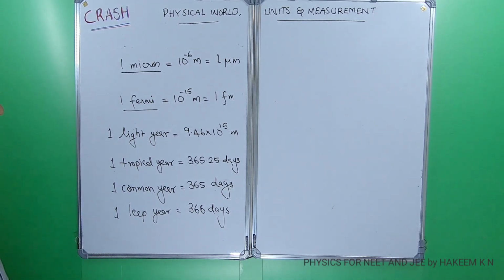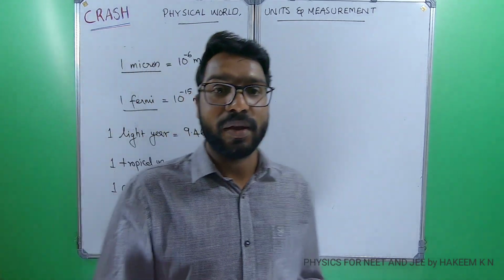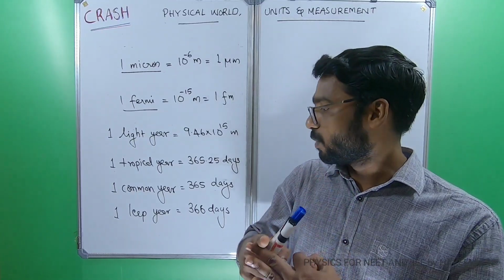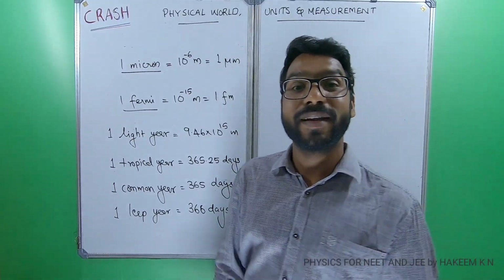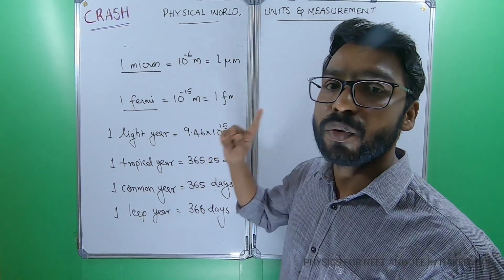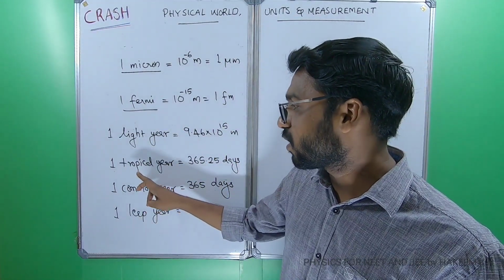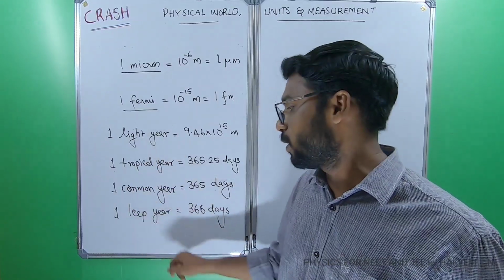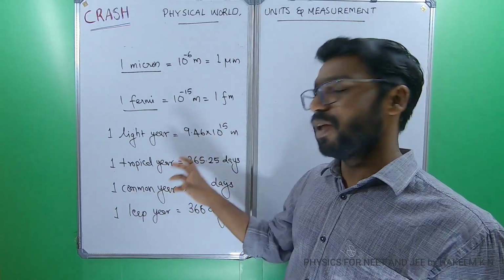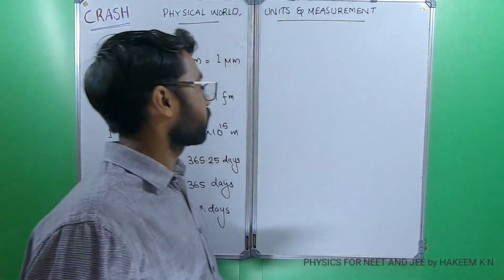366 days. Then you can expect a question that says select the odd one. Light year, tropical year, common year, leap year. Which is the odd one? Light year is the odd one because it represents a unit of length, and all other 3 years, tropical year, common year, leap year, are units of time, or they indicate time.